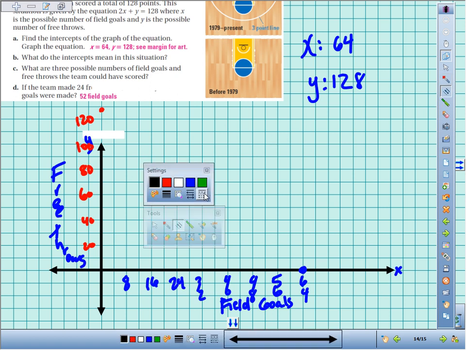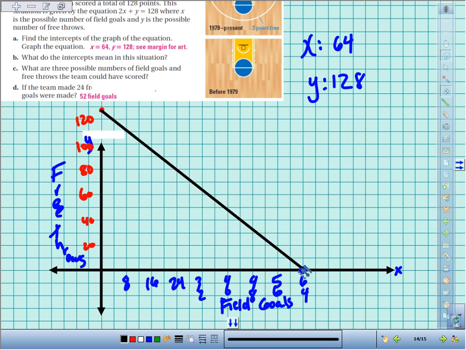Graph it. Again, I'm not going to go into the negatives, so I'm not going to have arrows on both sides because it can only be positive. So there would be my graph. We've done part A. Part B, what do the intercepts mean in this situation?